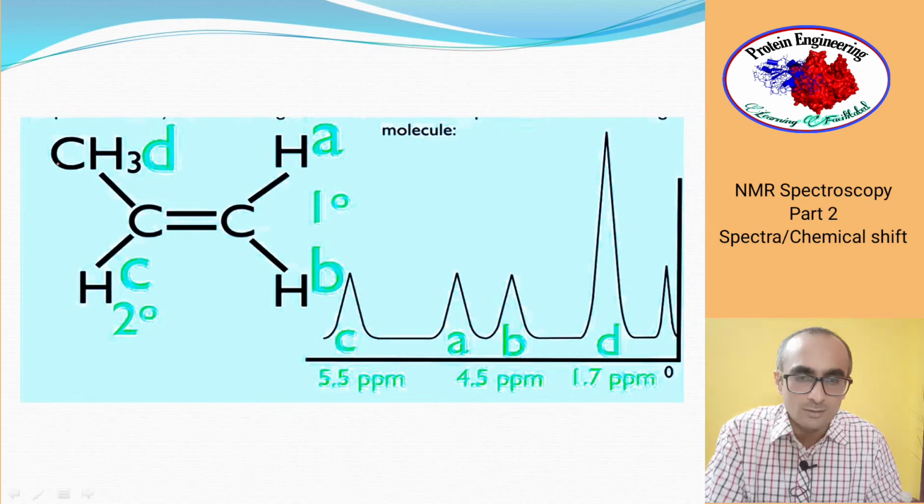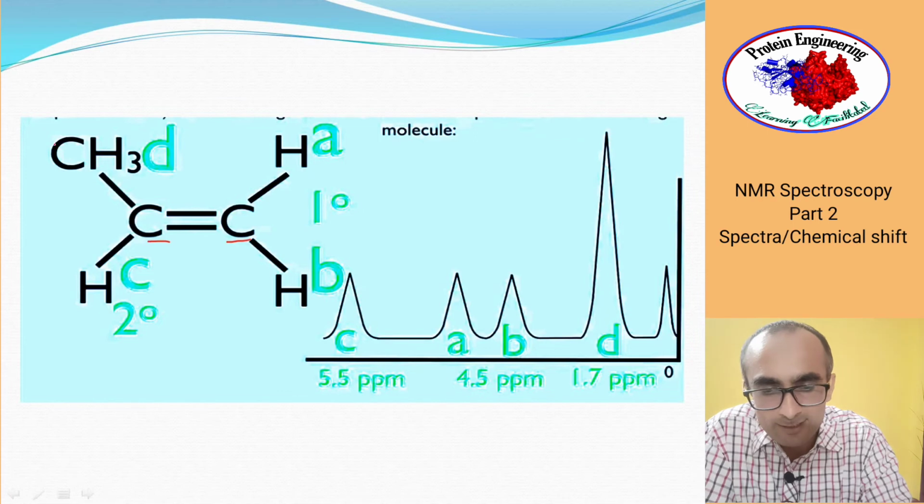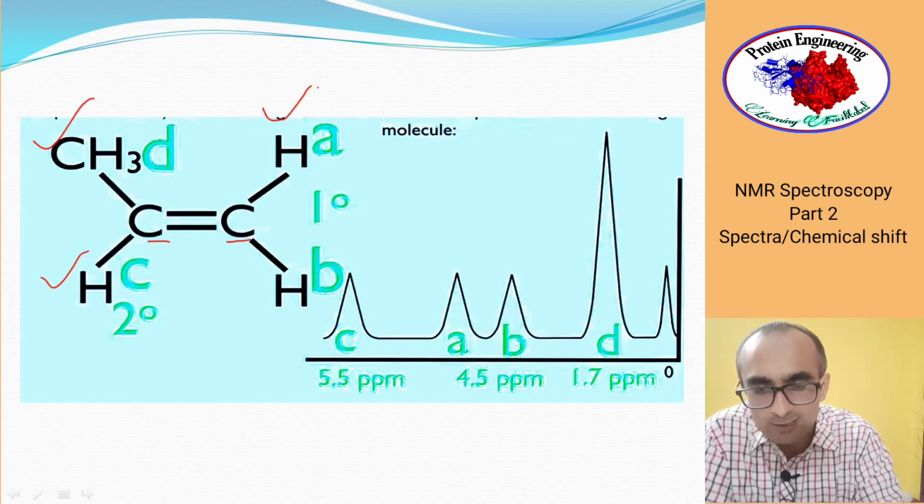So now let's take some examples. For example, this is a compound where you have a C=C double bond, you have a CH3 group on one side, H, then H on the other side.